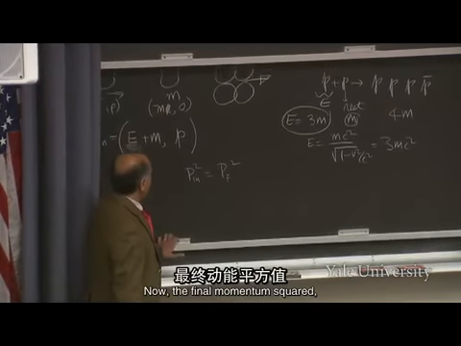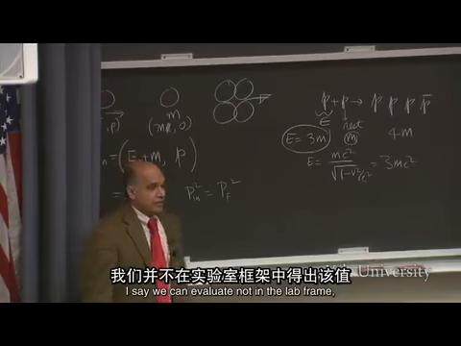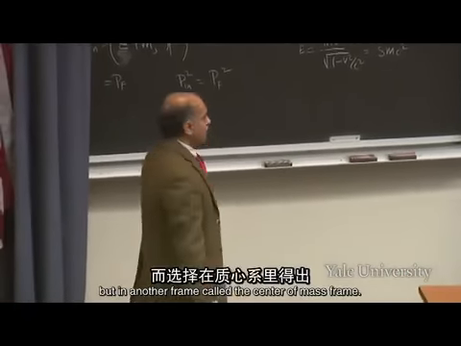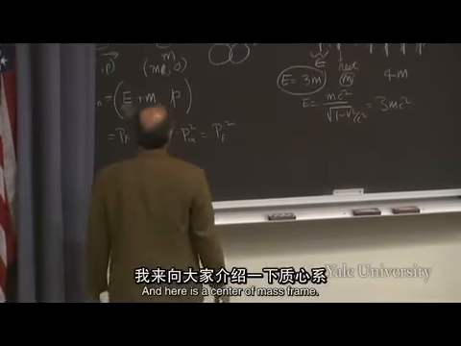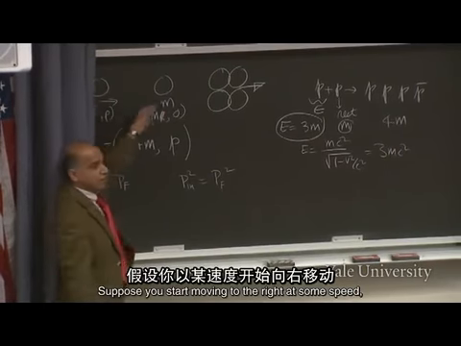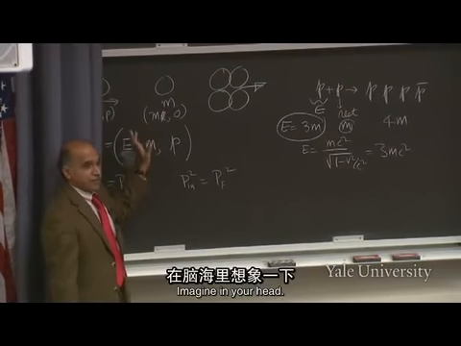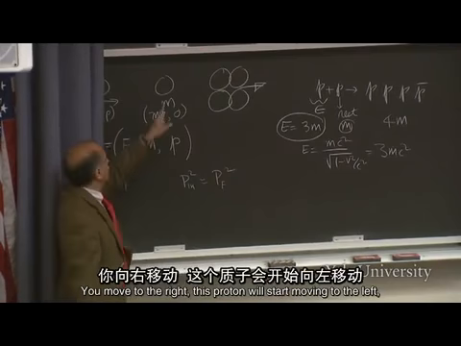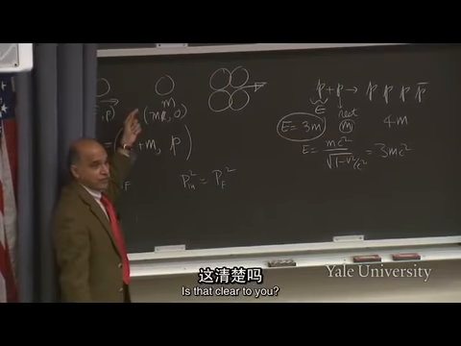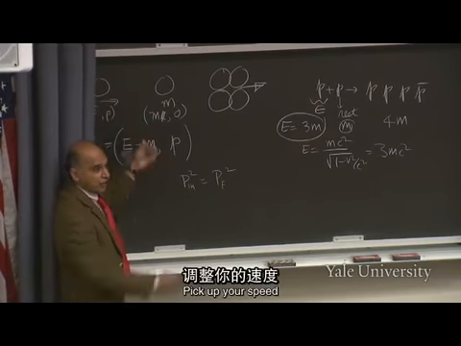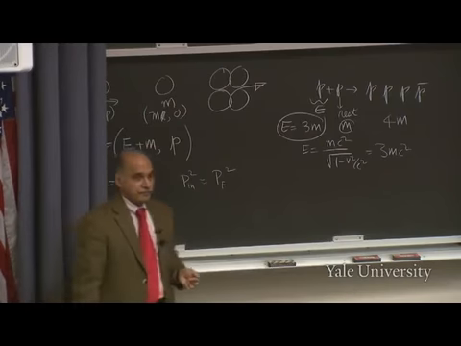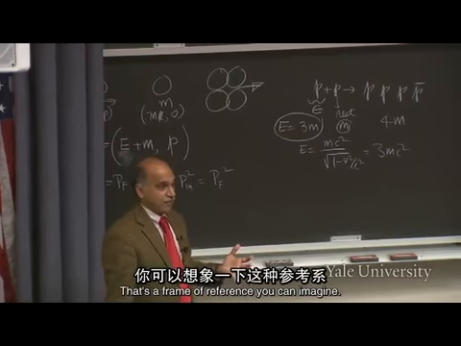Now, the final momentum square, I say we can evaluate not in the lab frame, but in another frame called the center of mass frame. And here is the center of mass frame. Suppose you start moving to the right at some speed. What do you think will happen? Imagine in your head, you move to the right, this proton will start moving to the left, this proton will appear slower. Is that clear to you? Pick up your speed until they're coming in with exactly opposite momentum. That's the frame of reference you can imagine.